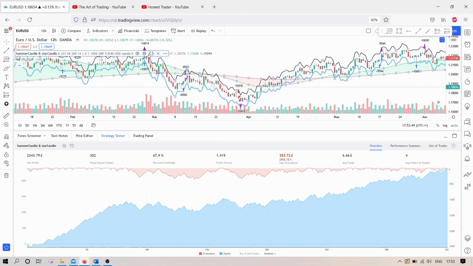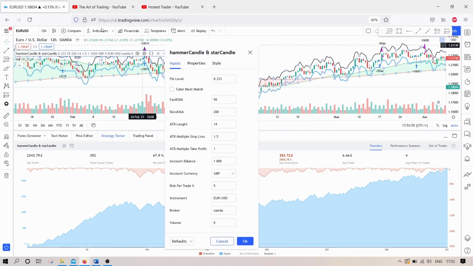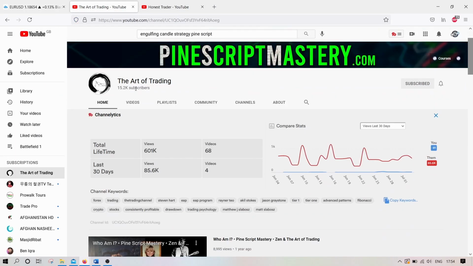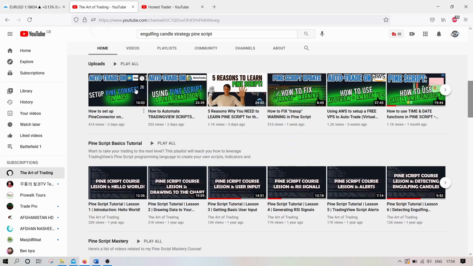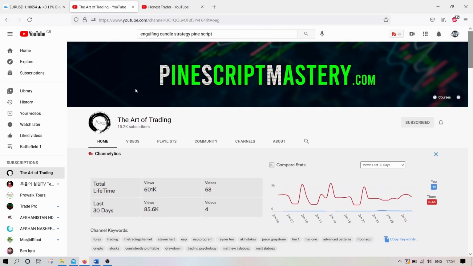Let's look at the settings and parameters of this strategy that works well with Euro-US dollar on the 12-hour time frame. Before we get started, I want to give some credits to the channel that posted the script for computing pinbar candlesticks using Fibonacci. This is the channel if you are interested in learning the TradingView Pine Script language.